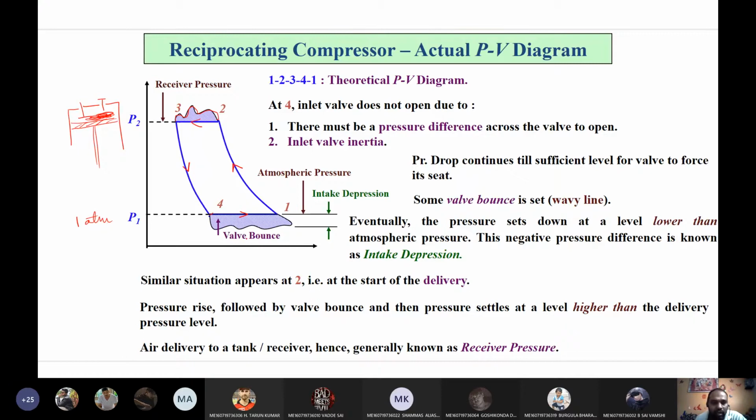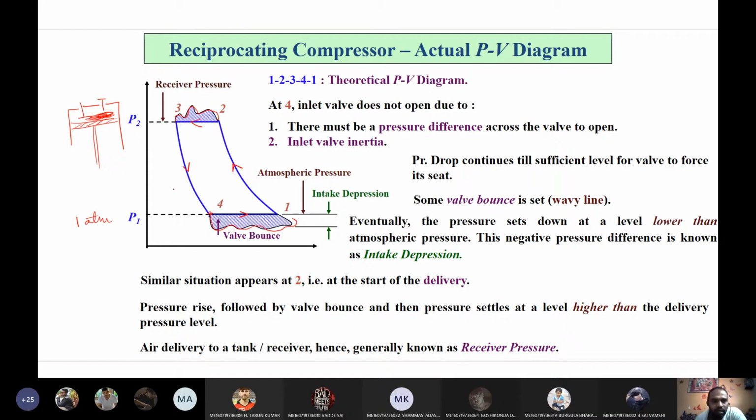But in theoretical, we studied that at this point suction starts, right? Practically, in order to suck the air, we should create a certain pressure difference. That pressure difference is the driving force for the air, right? Therefore, the actual suction starts like this. Means if the pressure falls below atmosphere, only then will the suction take place.